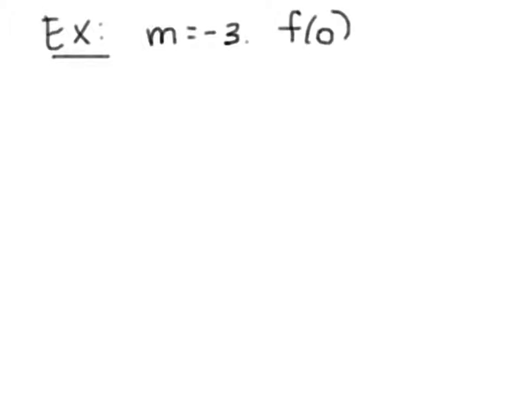Okay, so for our first example, which is on the note sheet, I'm going to give you the slope, and I'm going to give you values. f of 0 is equal to 12. What this is telling me is that this is my x, and this is y, or f of x. So all we need to do first is find b.